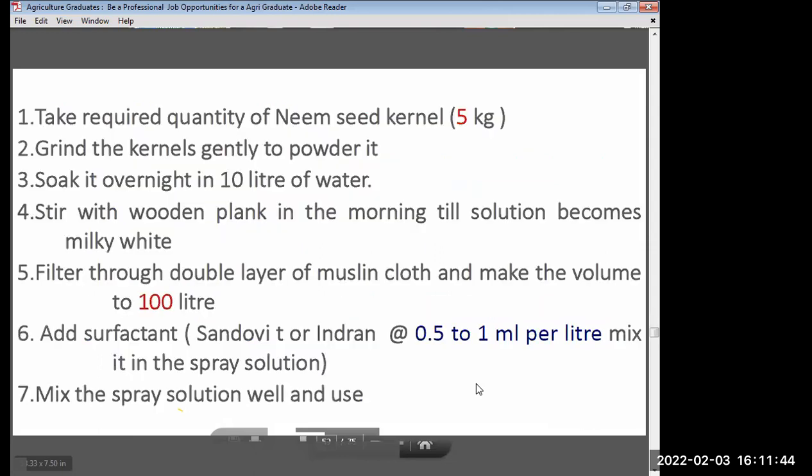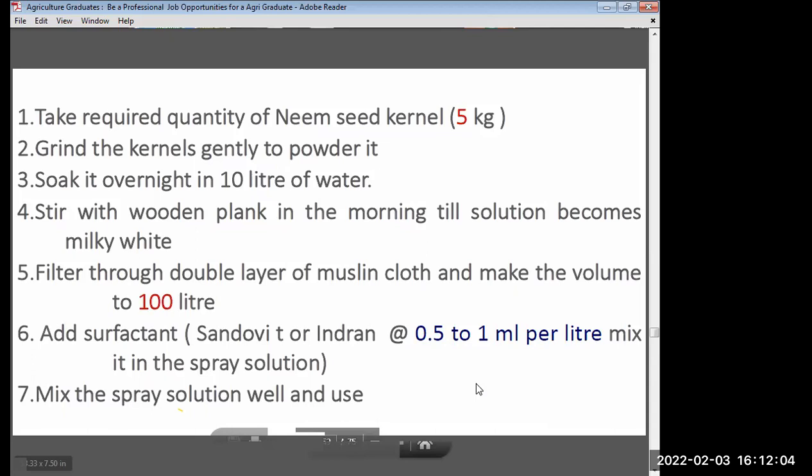Take the same thing. Take the required quantity, 5 kg. This is for 100 liters. For controlling pests in the rice crop, we require 200 liters of water. For 200 liters, what is the dose? This is for 100 liters, as they have given.